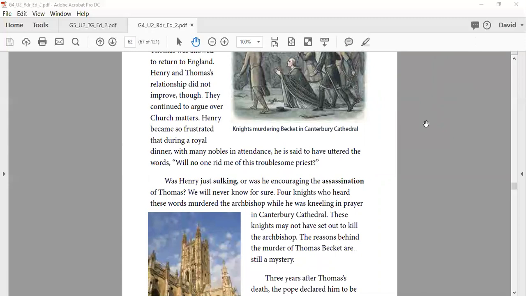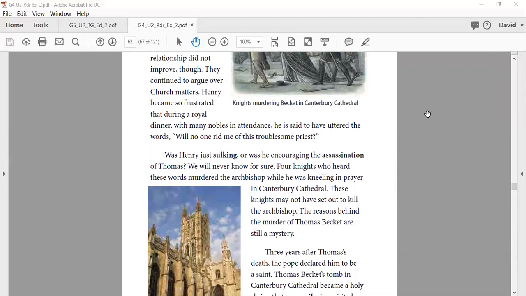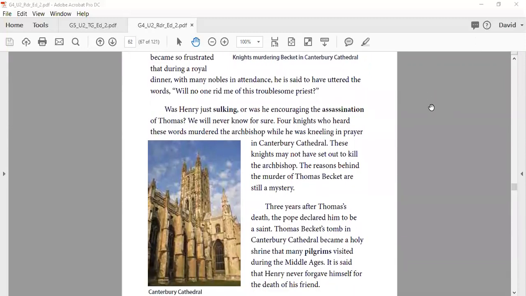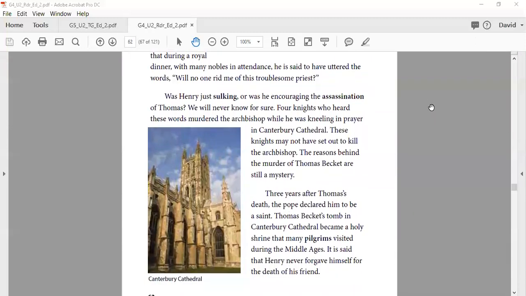Was Henry just sulking? Or was he encouraging the assassination of Thomas? We will never know for sure. Four knights who heard these words murdered the archbishop while he was kneeling in prayer in Canterbury Cathedral. These knights may not have set out to kill the archbishop. The reasons behind the murder of Thomas Becket are still a mystery.